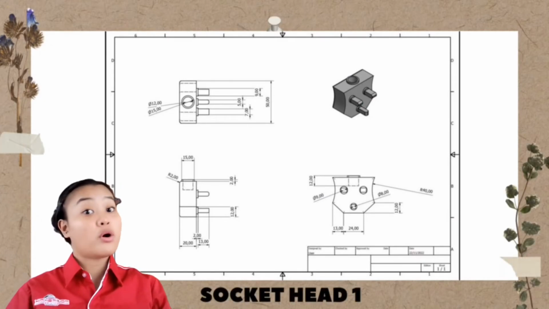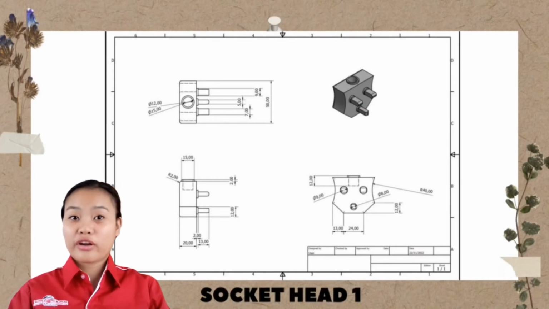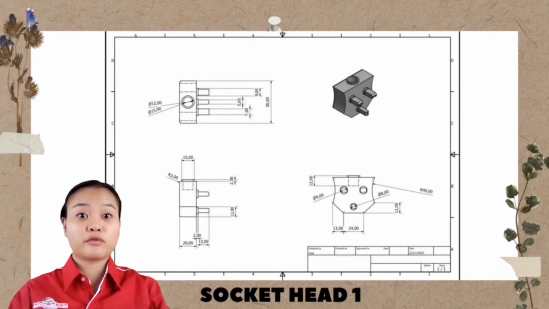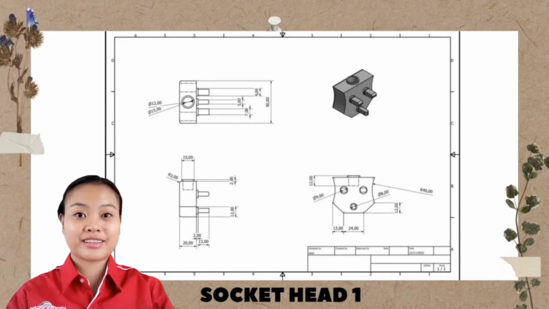Socket head. What is the function of a socket head? Okay, socket heads are used to adapt the drive size of a socket for use with a wrench with a different drive size. For example, a socket head can be used to adapt a socket with a 1/4 square drive for use with a wrench with a 3/8 square drive. Socket extensions are used to extend the reach of a socket.